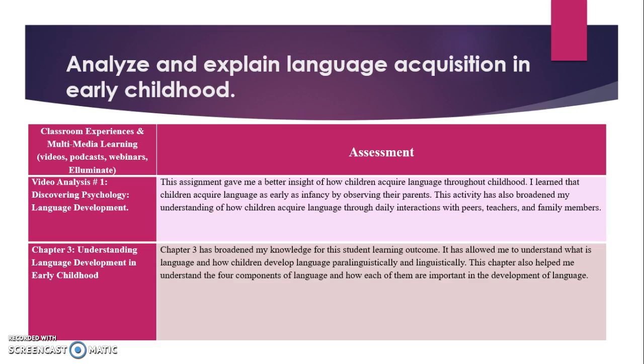Then I have chapter 3, understanding language development in early childhood. This chapter really broadened my knowledge for the student learning outcome. It has allowed me to understand what language is and how children develop language paralinguistically and linguistically. This chapter has also helped me to understand the 4 components of language and how each of them is important in the development of language.